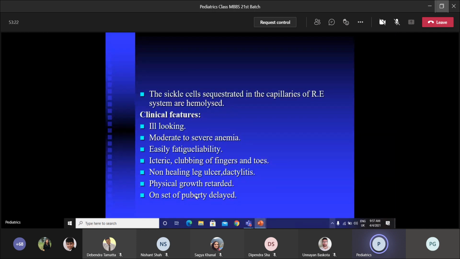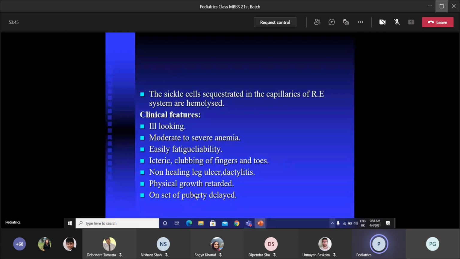Clinically, the child will be ill-looking. On examination, the child will have pallor because of moderate to severe anemia. There is easy fatigability. Because of hemolysis, more unconjugated bilirubin will be there. It causes icterus, and the child has jaundice.